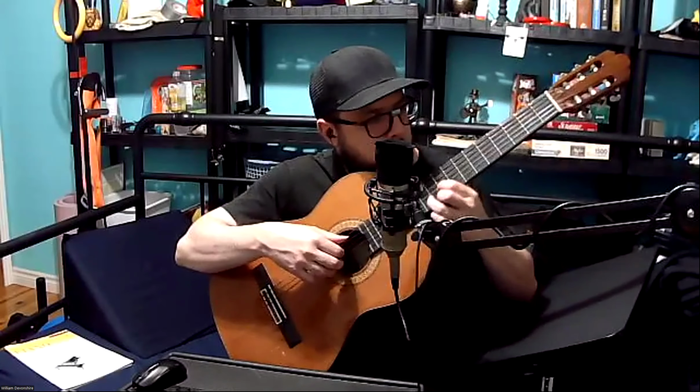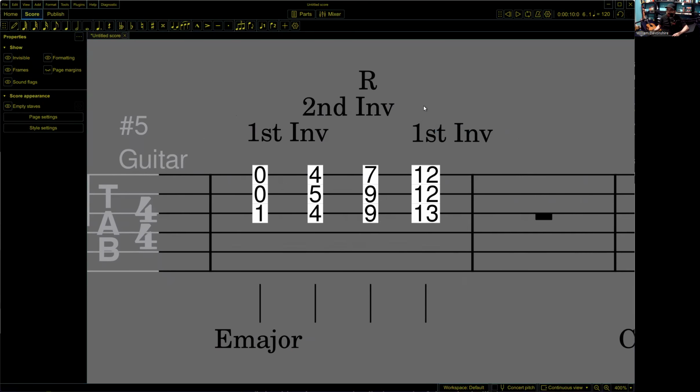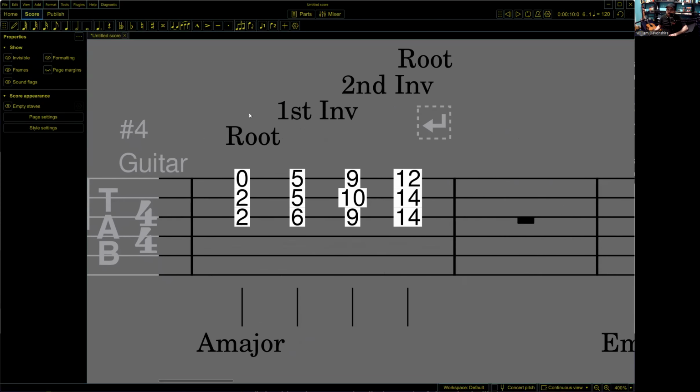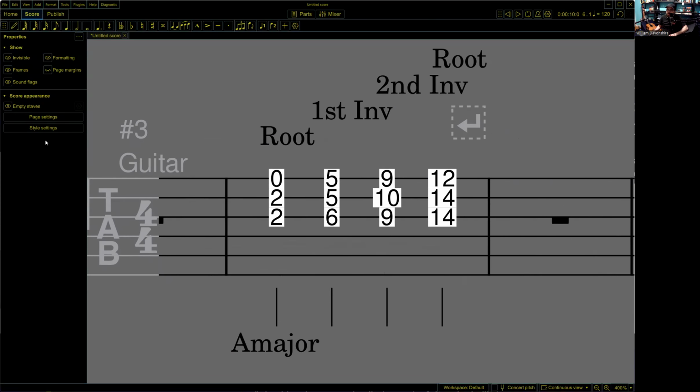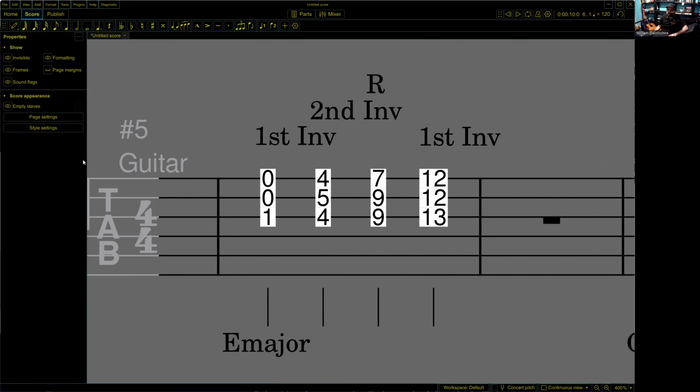I did this one in E major because I wanted it to be the lowest position with the first inversion. If I used A major again, then the first position would be starting on the fifth fret, but I want it to be as low as I could go, so I made that position 100. Okay, so 100, E major, starting with the first one.